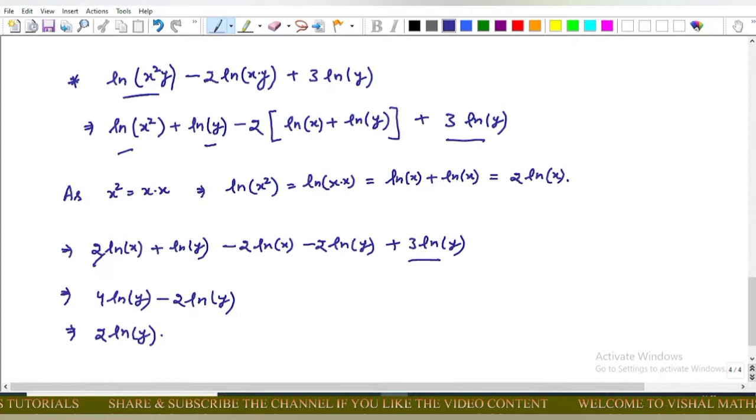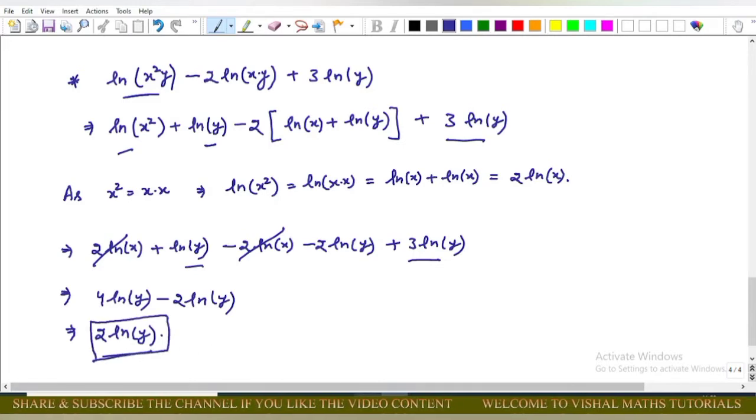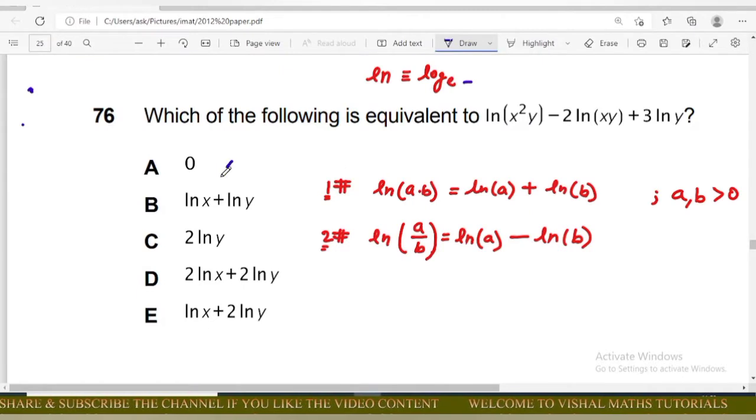Is that... this plus 2 log x cancels with the minus 2 log x, and we are left with 4 times log y minus 2 times log y. This is equal to 2 times log y. This is our final answer. Now come to the options. This is incorrect, this is correct, and this is incorrect. So for this question, option C is correct.